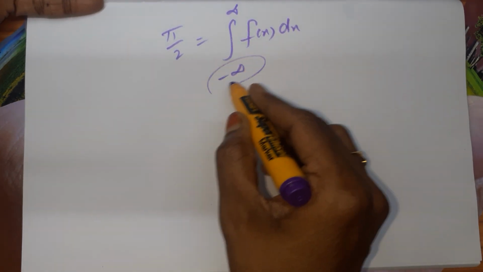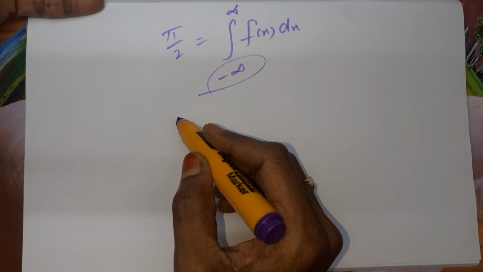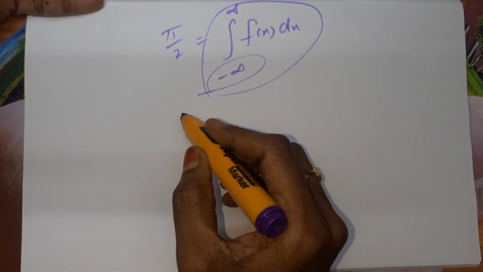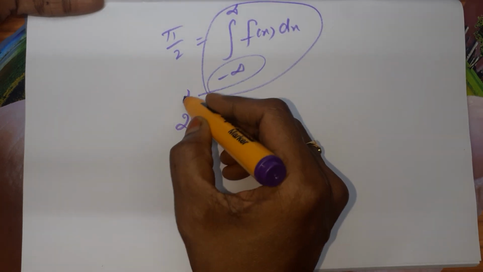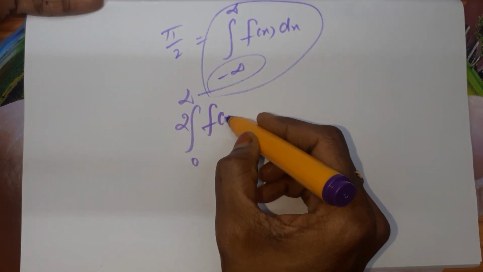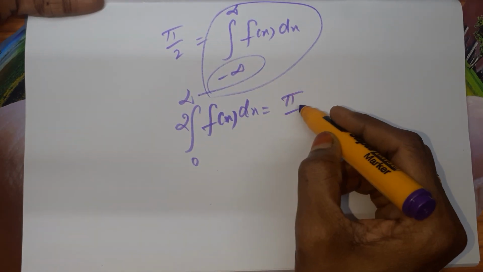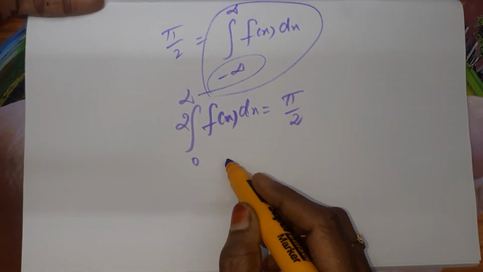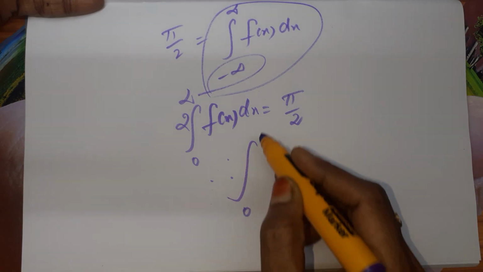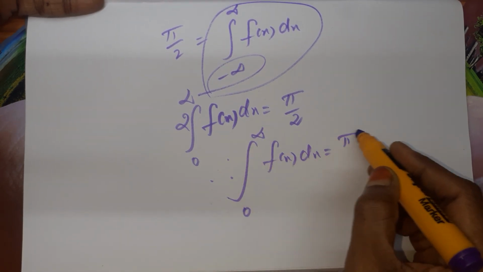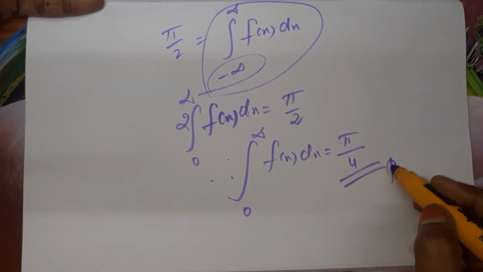But in the problem we don't have minus infinity to plus infinity. It is twice the integral 0 to infinity. This is equal to twice integral 0 to infinity f of x dx. Am I right? Which is equal to, the answer is pi by 2 we got. Bring this 2 to the other side. Therefore integral 0 to infinity f of x dx is equal to pi by 4. This is what we have to prove, and we have proved.